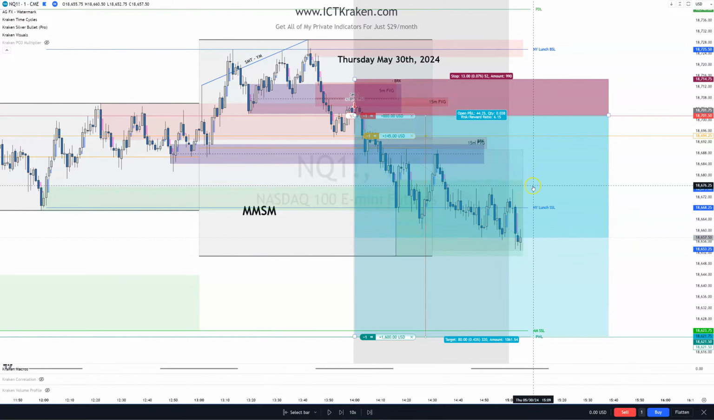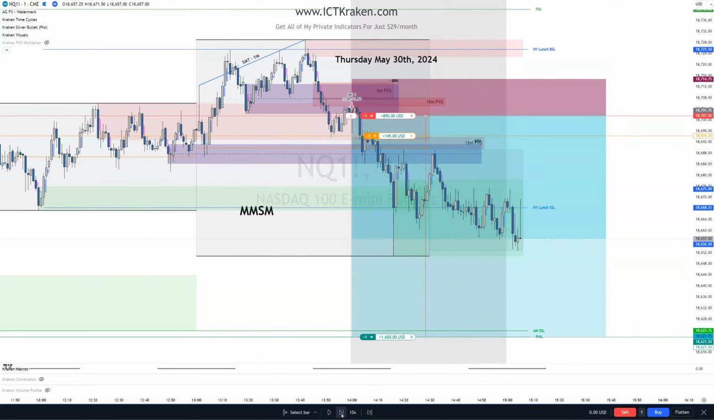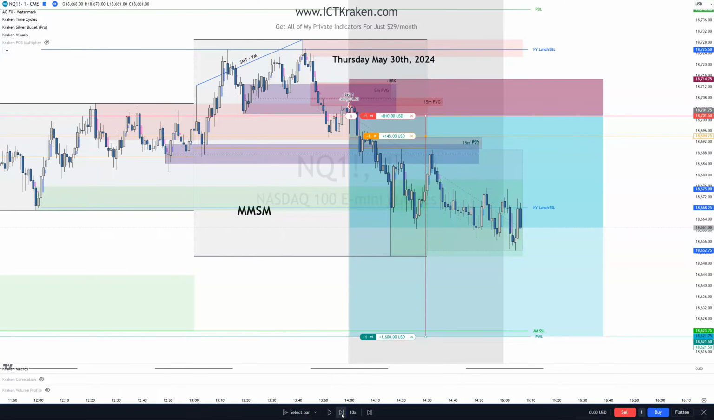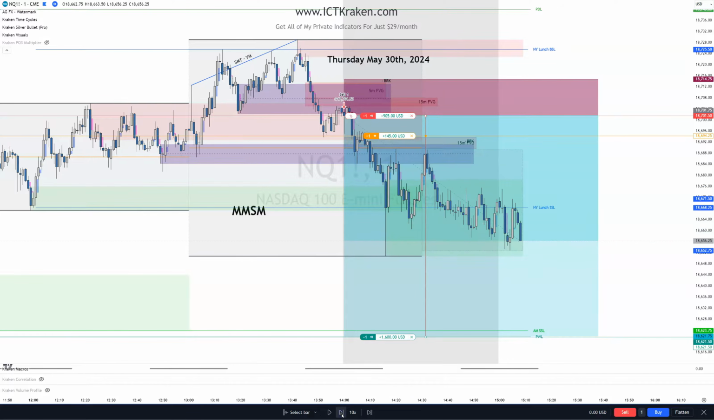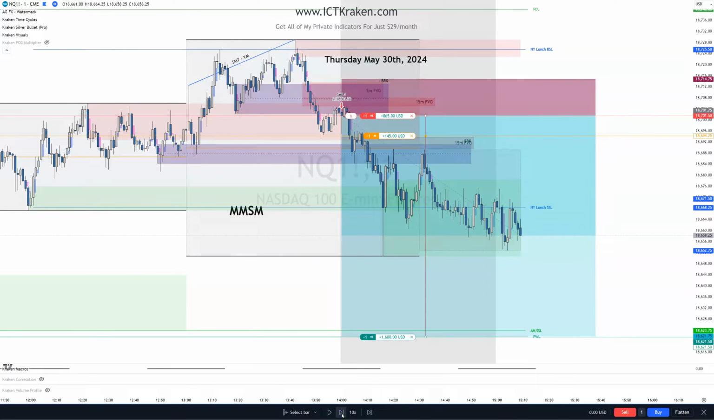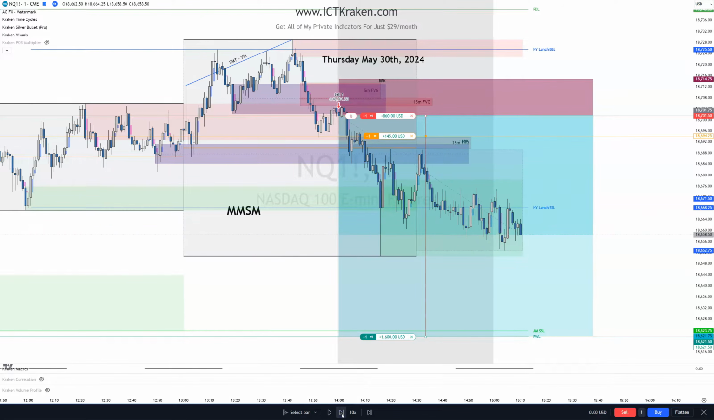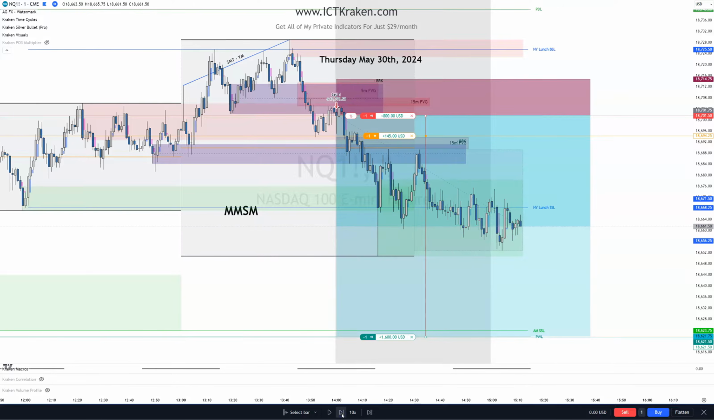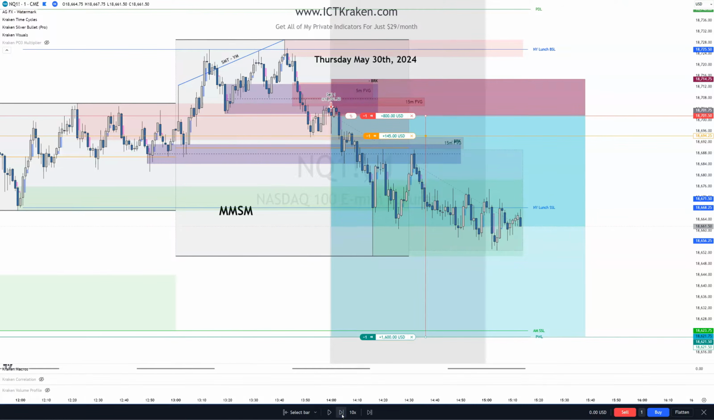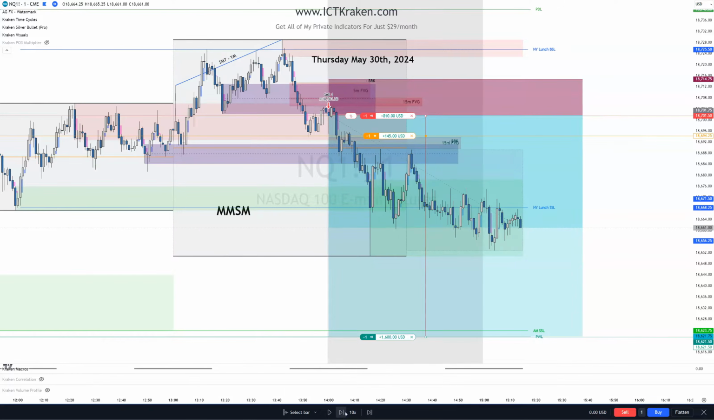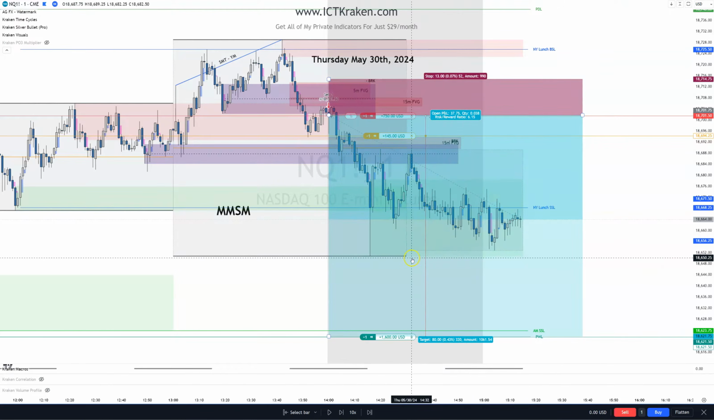But what I don't like is, just look at my crosshairs, you got all these relatively equal highs right here. I'm not a huge fan of those. I expect those to get swept. It wouldn't surprise me at all if they do. Still looking for the low of this 90-minute cycle here.